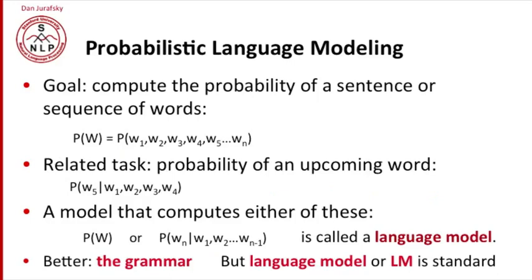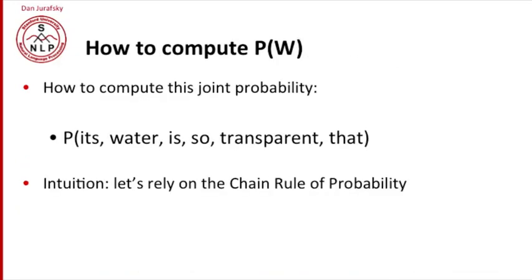Now, it might have been better to call this the grammar. Technically what this is telling us is something about how well these words fit together, and we normally use the word grammar for that. But it turns out that the term language model, and often we'll see the acronym LM, is standard, so we're going to go with that. So how are we going to compute this joint probability?